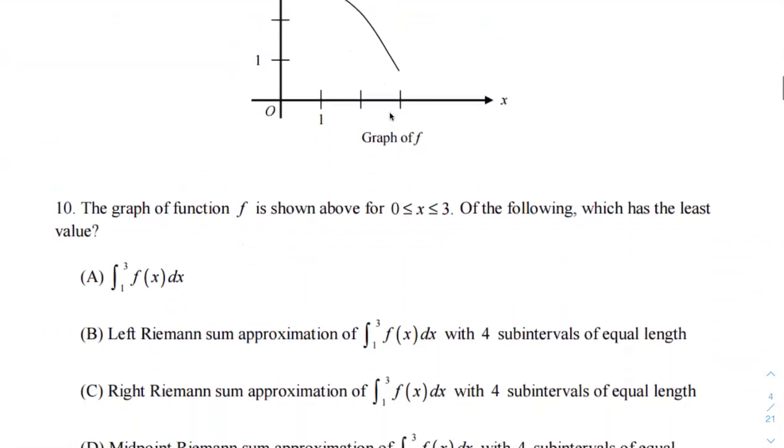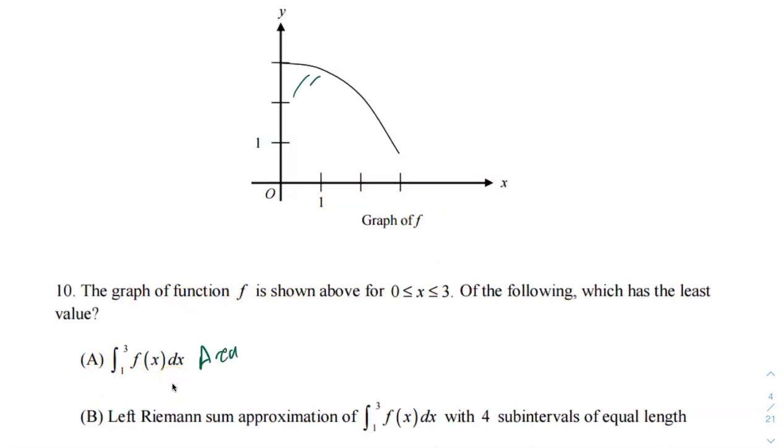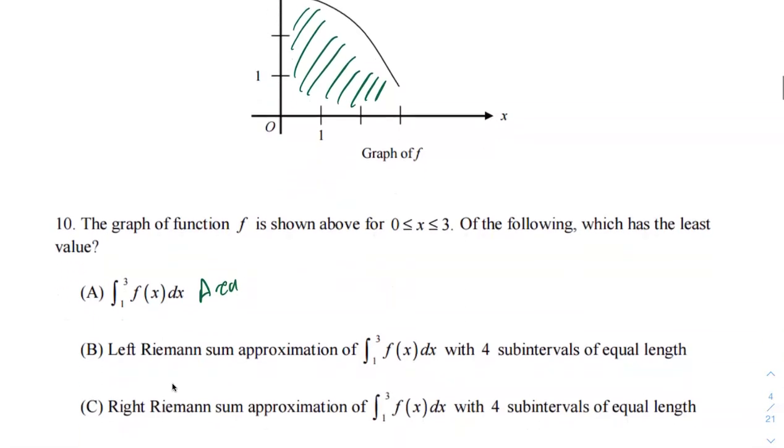Next one. So I'll have to move up and down for this one. The graph of function f is shown above for 0 to 3. Which has the least value? So I'm looking for the least value. So the integral from negative 1 to 3. So this is the area. So this is the whole thing filled out. That's all of that. So that's what that is.